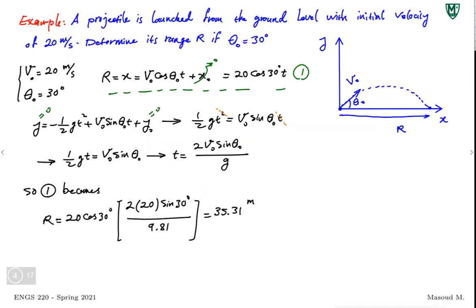If you look at here, it says the projectile is launched from the ground level, right? So we know it starts from the ground level, and we know right here that it goes from the ground, comes back to the ground. So y naught and y are basically 0.